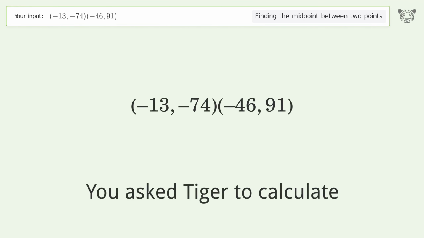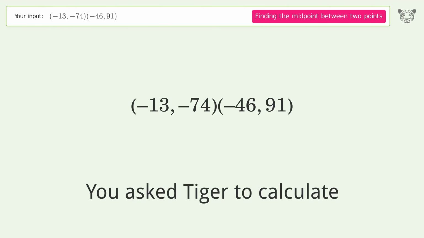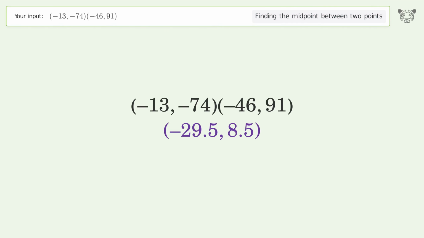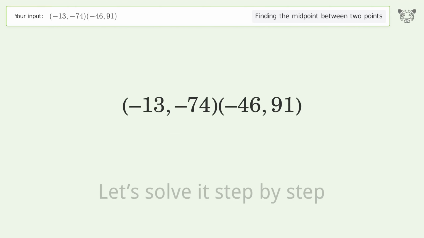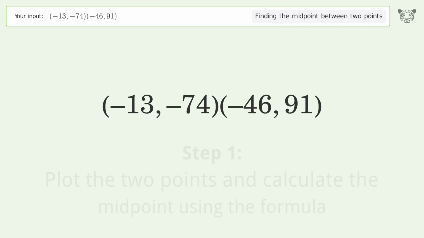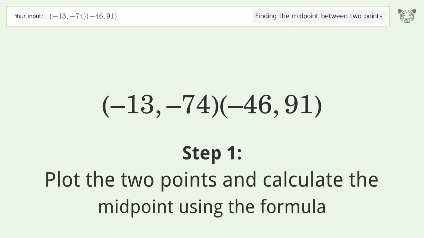You ask Tiger to calculate. This deals with finding the midpoint between 2 points. The midpoint between the 2 points is negative 29.5, 8.5. Let's solve it step by step. Plot the 2 points and calculate the midpoint using the formula.